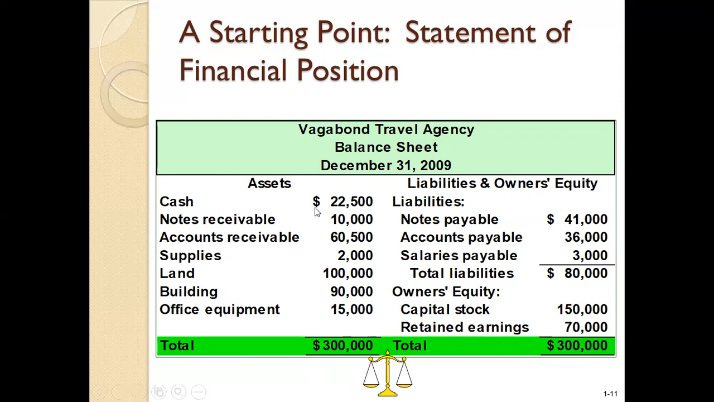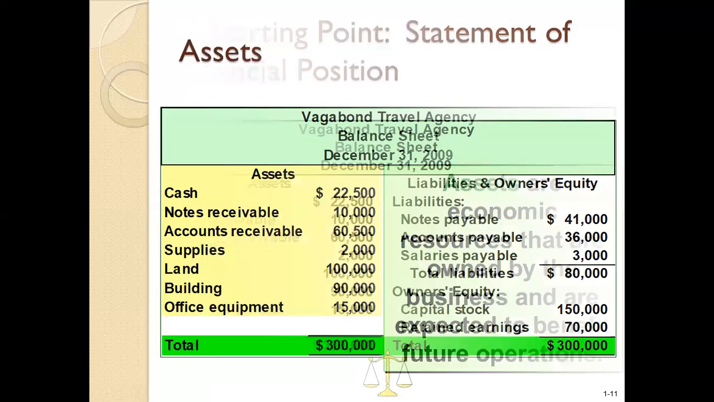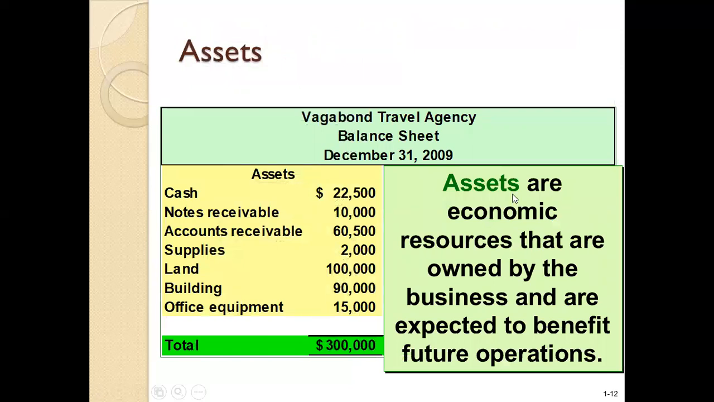Now we'll go into detail what each of the terminologies mean. So what do we mean by assets, liability, and owner's equity? Let's begin with assets. Assets are economic resources that are owned by the business and are expected to benefit future operations. So asset is basically the business's resource that they own.